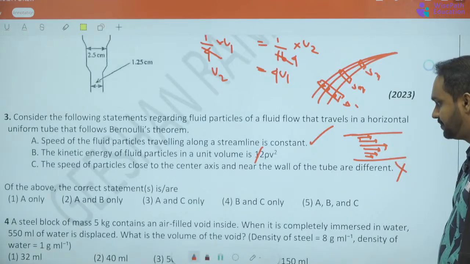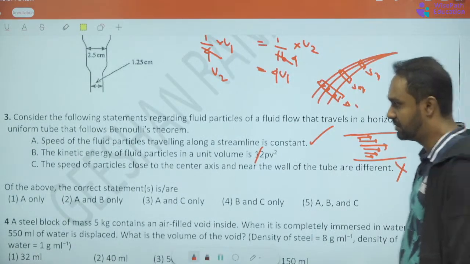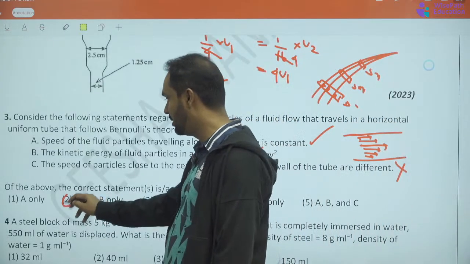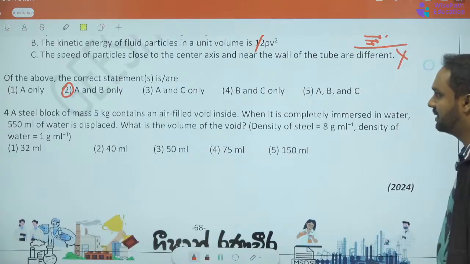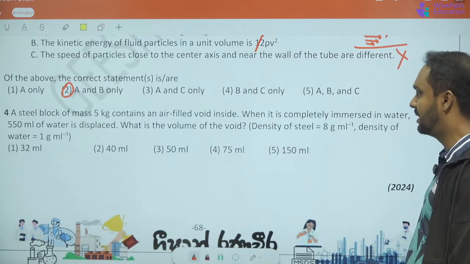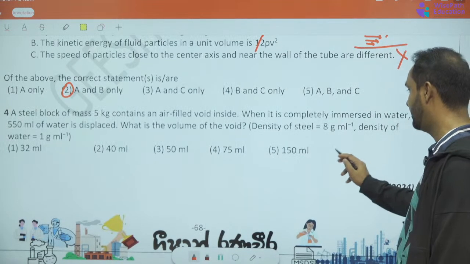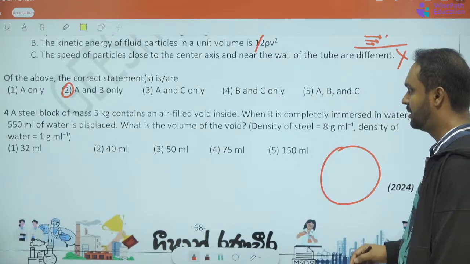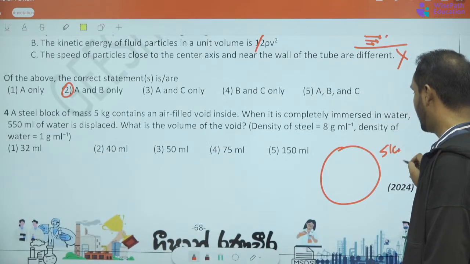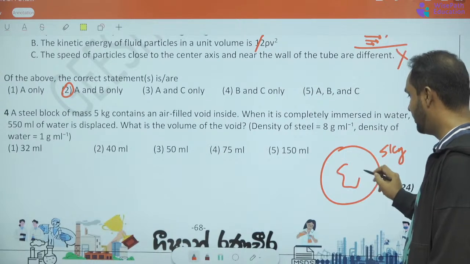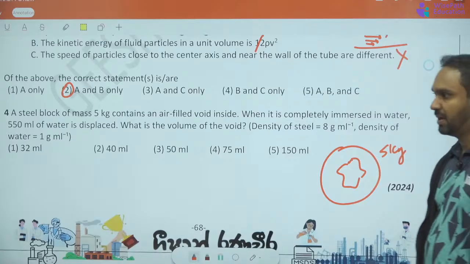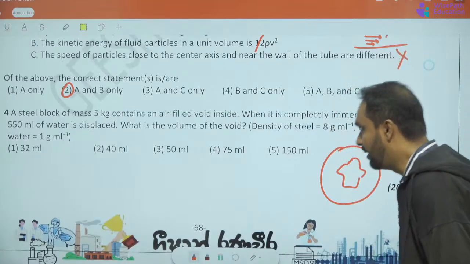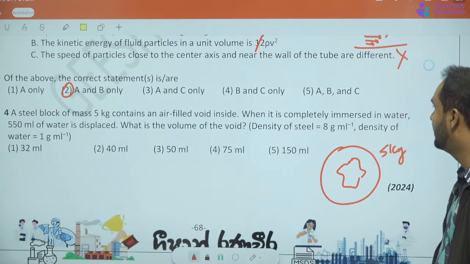Only A and B are correct, right? So the answer is 2. Next question: a steel block of mass 5 kilograms contains an air-filled void inside. Means if this is the metal and its mass is 5 kilograms, there's a void, a hollow part which consists of air.